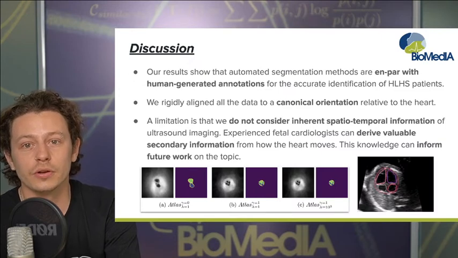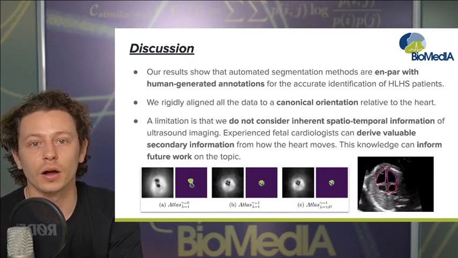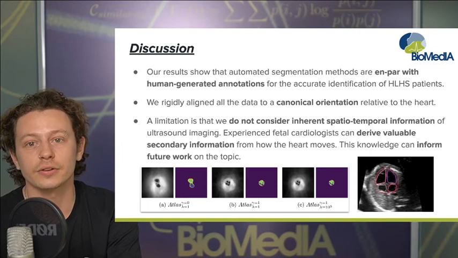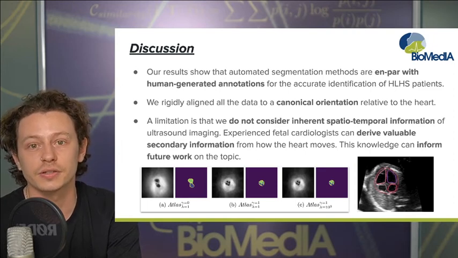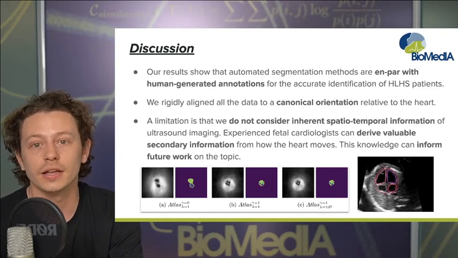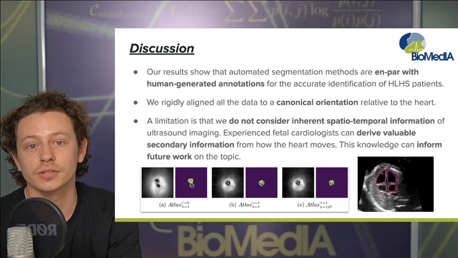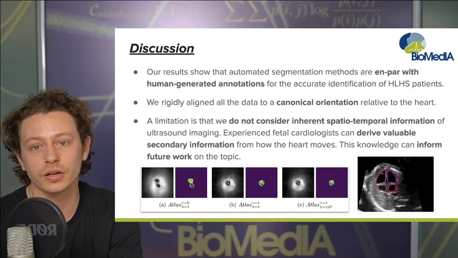Our results show that automated segmentation methods are on par with human-generated annotations for the accurate identification of HLHS patients, possibly due to more consistent automated segmentation results that aid the linear classification models, in contrast to predicting from ground truth segmentations, which have been generated by different observers.